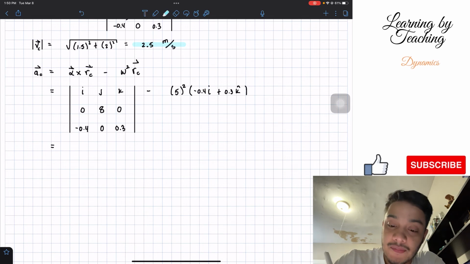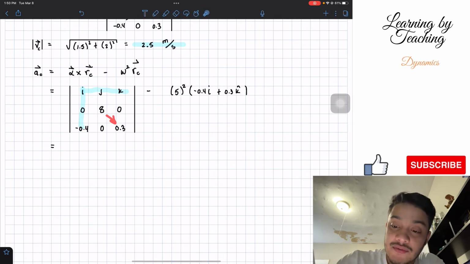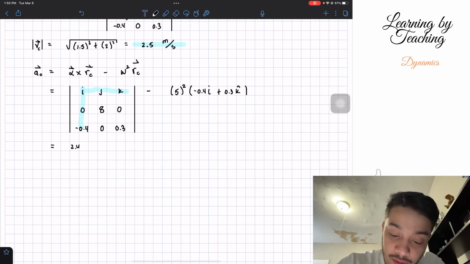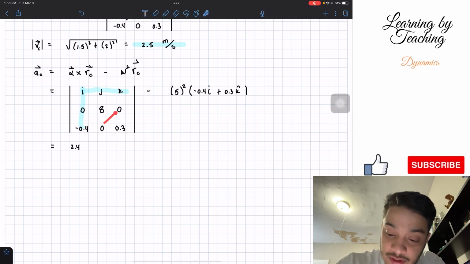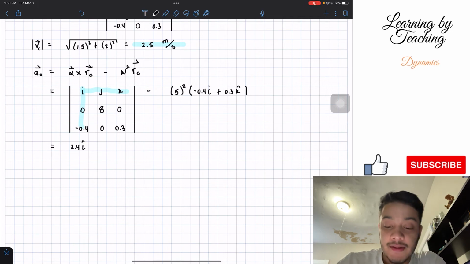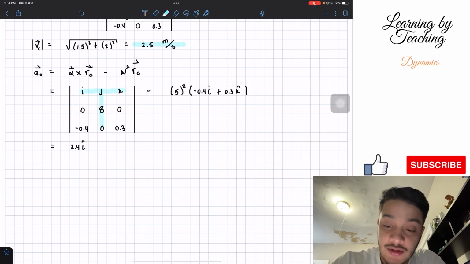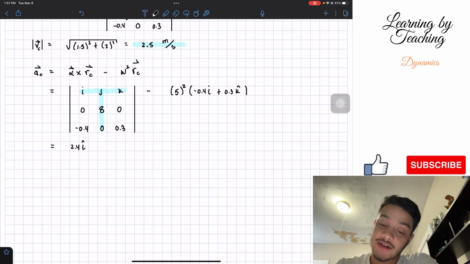Okay, so let's start by solving this cross product. So we're going to do similar steps. We hide the column and the vector of the I, and then we multiply. So we multiply 8 times 0.3 will give me 2.4 minus 0 times 0 will give me 0, therefore this is 2.4 in the I direction. Next, we do the J direction. So we hide the J column and row, and we have 0 times 0.3 will give me 0, negative 0.4 times 0 will give me 0. Again, we got 0 in the J direction.